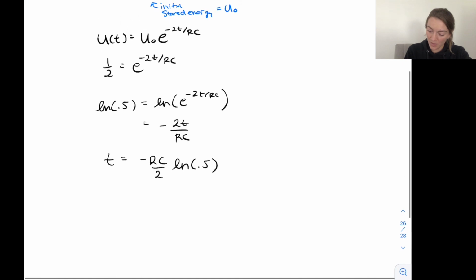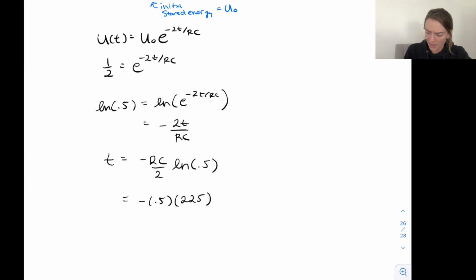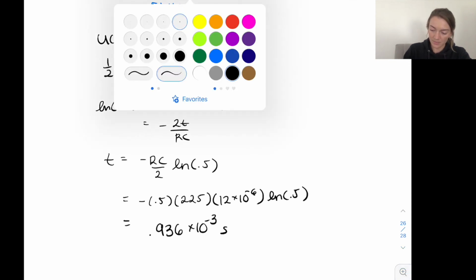So let's plug some things in. So we have negative 0.5 from the 1/2. Then we have the resistance was 225 ohms. The capacitance was 12 microfarads. And then we just have the ln of 0.5. And this will all be equal to the time. Again, ln of 0.5 is going to be negative, so you'll get a positive time overall. So plug this into your calculator, and this comes out to 0.936 times 10 to the negative 3 seconds.